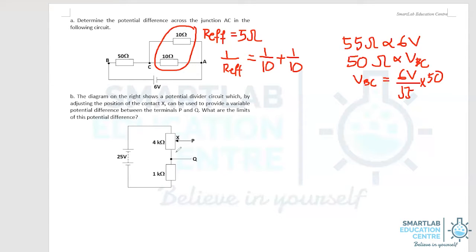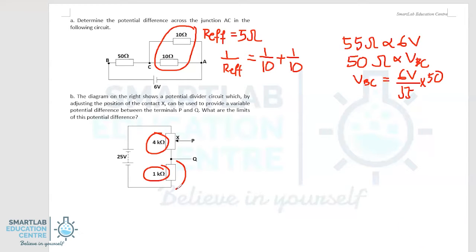Okay, another example that we look at is 4 kilo ohm and 1 kilo ohm. It should be quite straightforward. The potential difference across here will be 1 over 5 multiplied by 25, while the potential difference across this resistor will be 4 over 5 multiplied by 25 volt.